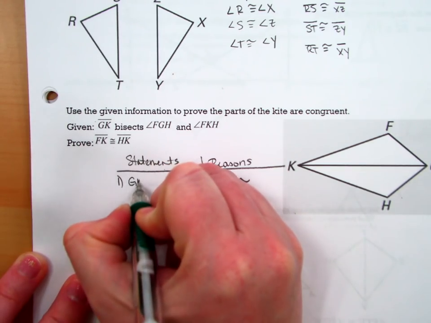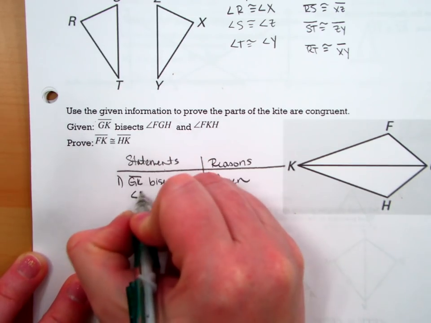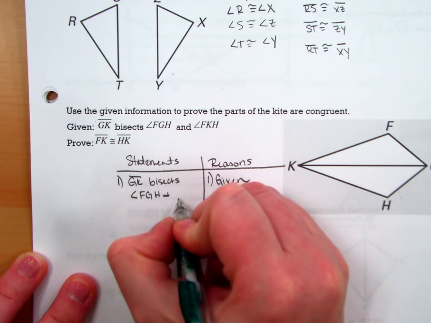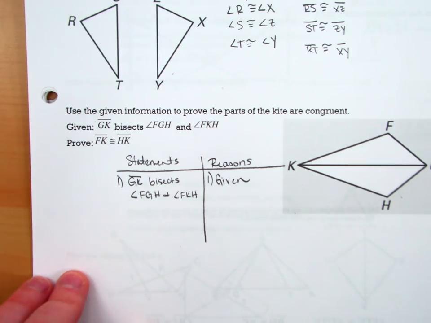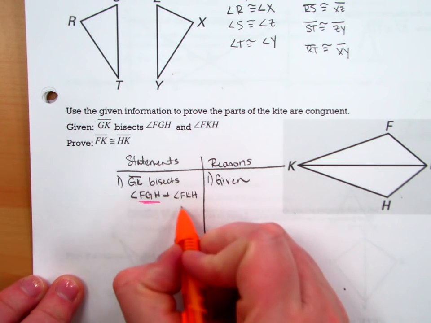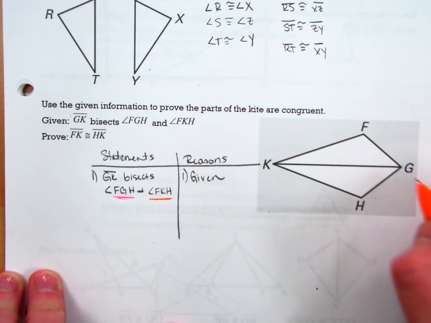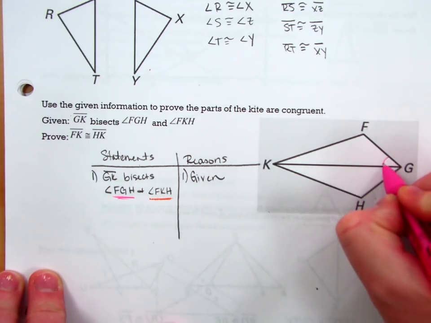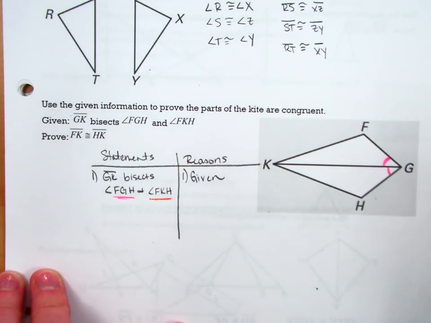One is that GK segment bisects angle FGH and angle FKH. So with this, we're going to have two different sets of angles that are going to be created. I am going to color code them. So FGH is going to be pink, and FKH is going to be orange. So GK bisects FGH, so this angle is going to be congruent to this angle. By bisecting, that's what it means.